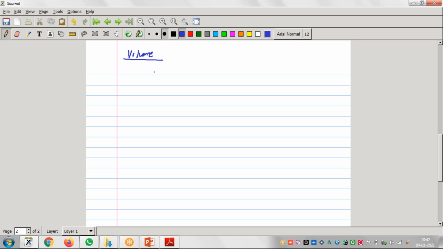So first of all, I will write surface inflow. There are two things, inflow and outflow. I will say first surface inflow, right? And another term I will take as outflow, right? So here I will take two columns, that is surface outflow.